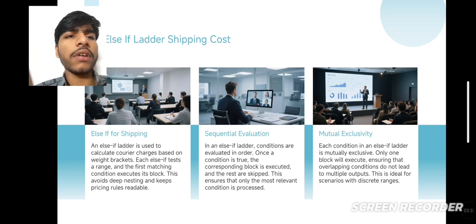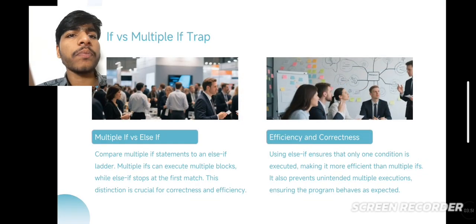Sequential evaluation. In an else if ladder, conditions are evaluated in order. Once a condition is true, the corresponding block is executed and the rest are skipped. This ensures that only the most relevant condition is processed. It mainly saves time.